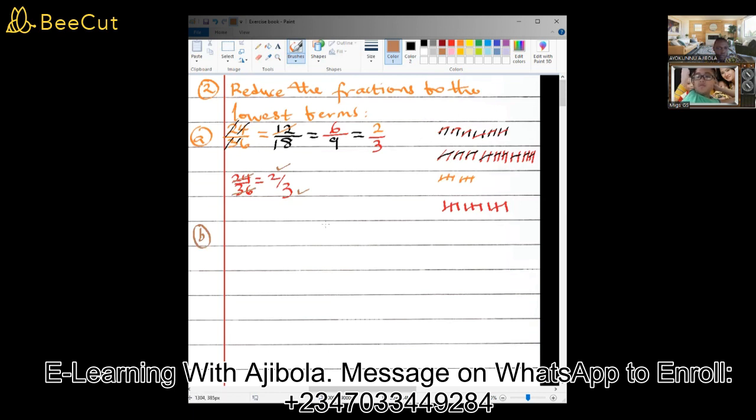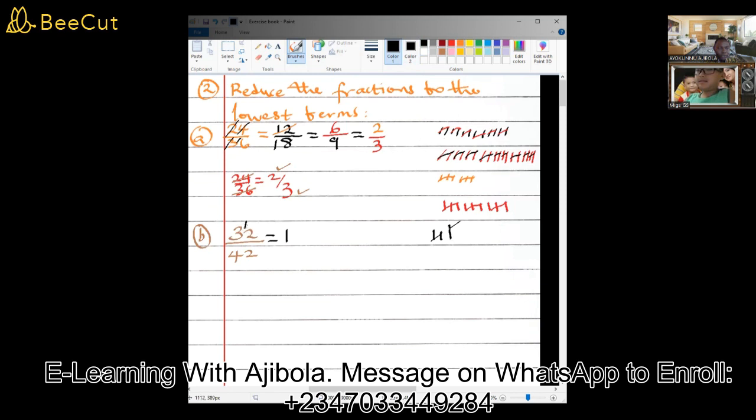32 over 42. Now let's take it one by one. We want to divide it by 2, okay? So how many 2 is in 3? If you count 3, 1, 2, 3. How many 2 can you see there? Only 1, okay? So what does it remain? It remains 1. Then you put it in front of 2 to become 12.